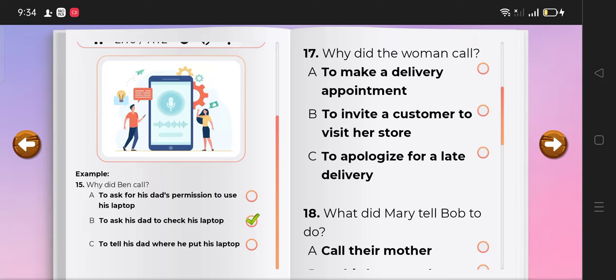Why did the woman call? A. To make a delivery appointment. B. To invite a customer to visit her store. C. To apologize for a late delivery.